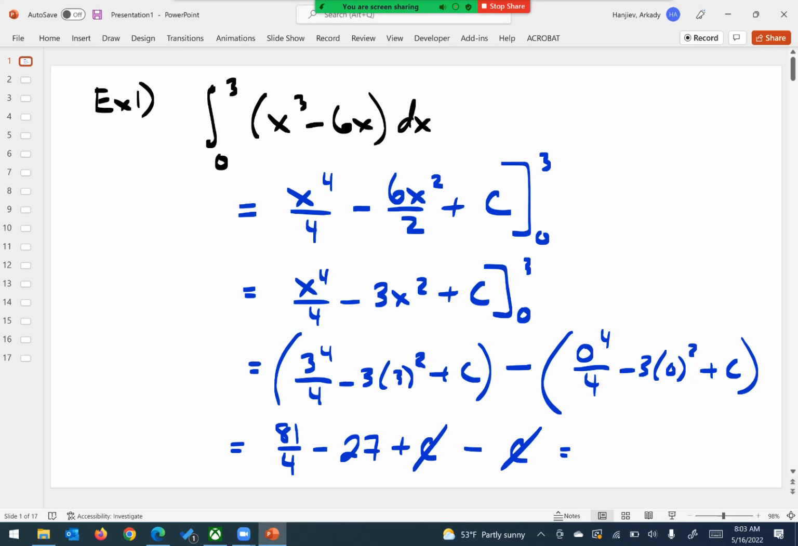And then let's see, anybody? 27 with the denominator of 4. So Haley, it's your turn here. Common denominators. And if you guys need a calculator, go for it here. I need a common denominator of 4. 4 times 27 is 108. And now we need a subtraction off of that.